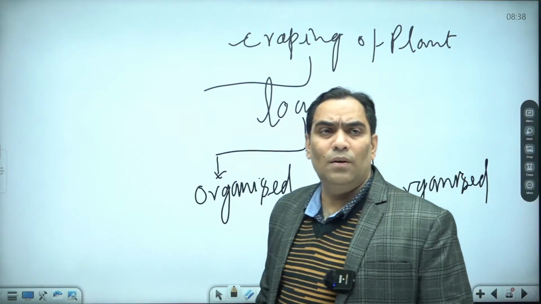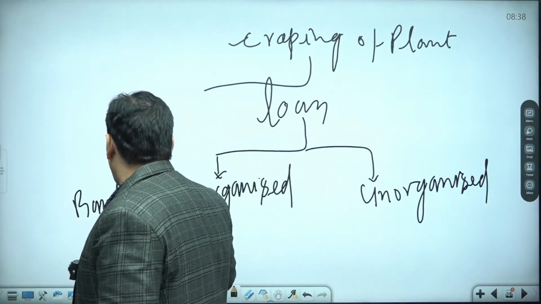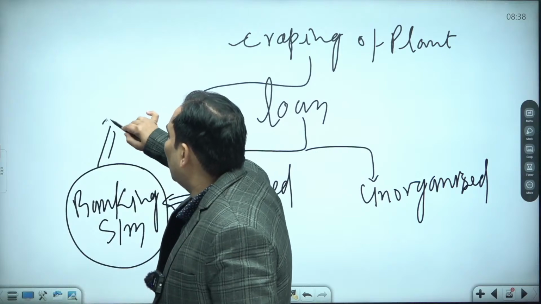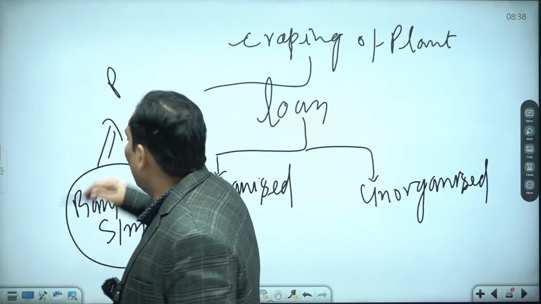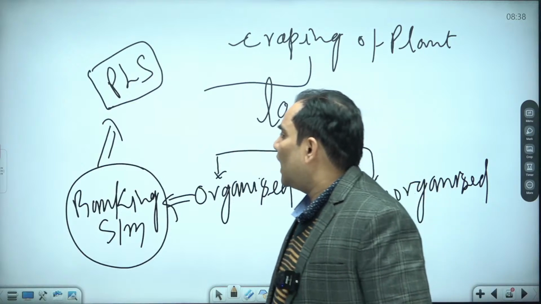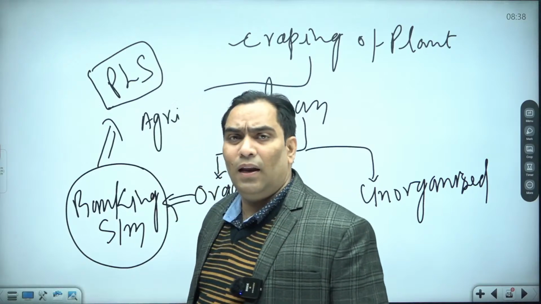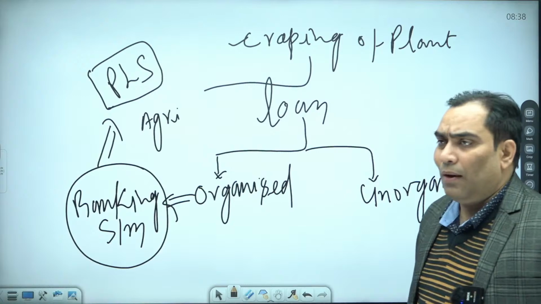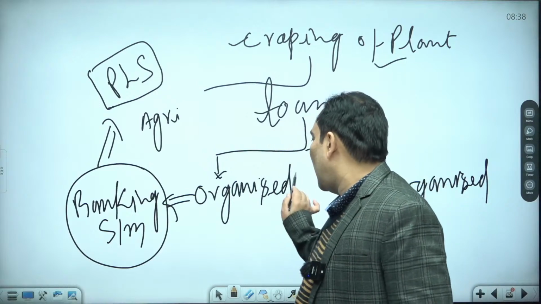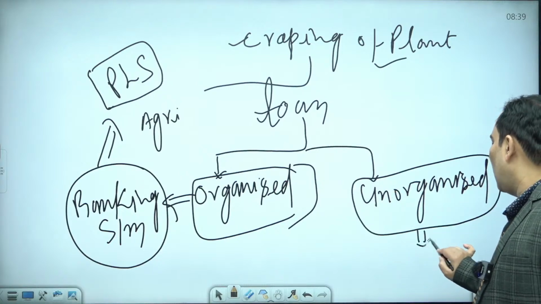Organized source means the banking system. Now the farmer has the possibility to take loans from the banking system, because it is the responsibility of banks to lend to the priority sector. As per RBI guidelines, banks have to give loans to the priority sector, and agriculture is one of the components of priority sector lending. So nowadays a farmer can take loans from the organized sector, and can take loans from the unorganized sector as well. Unorganized sector means the money lenders.